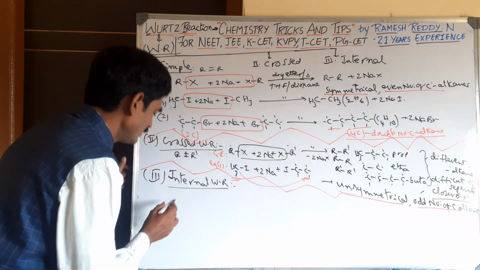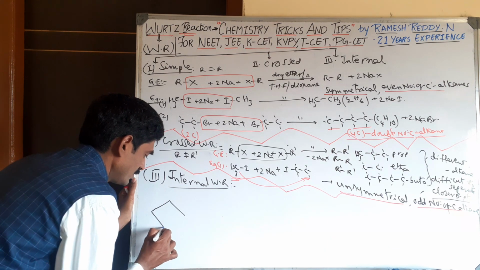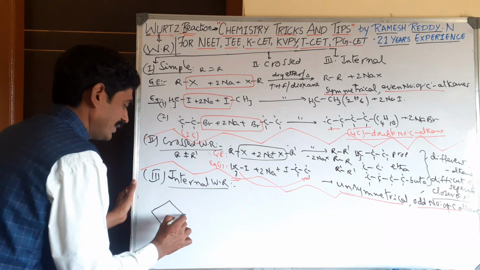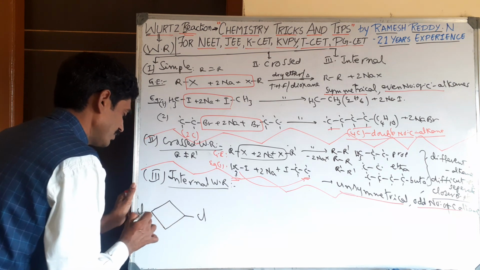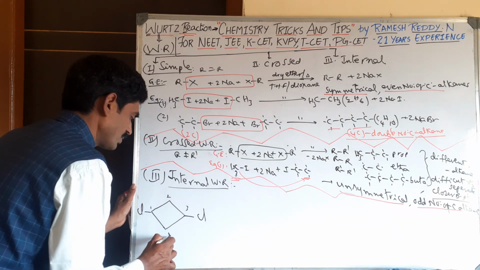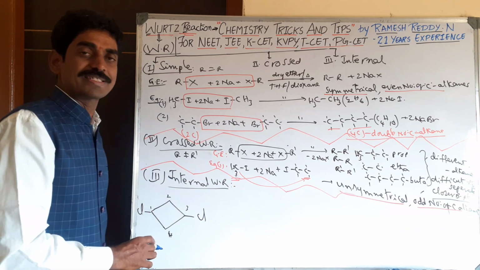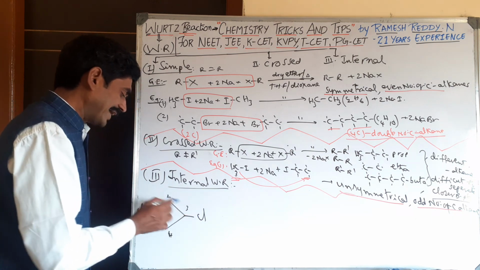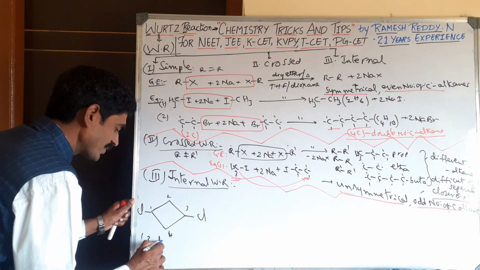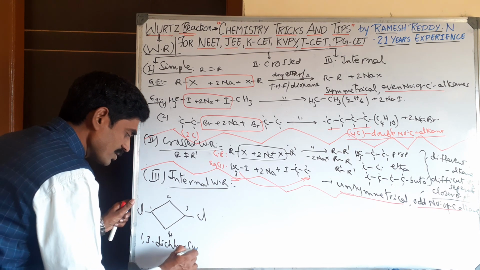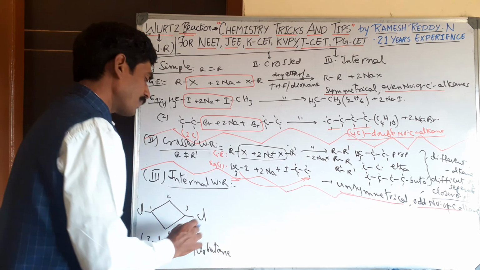For example, you take cyclobutane with a chlorine atom on the first carbon and one on the third carbon: 1,3-dichlorocyclobutane. This compound is heated with sodium metal.